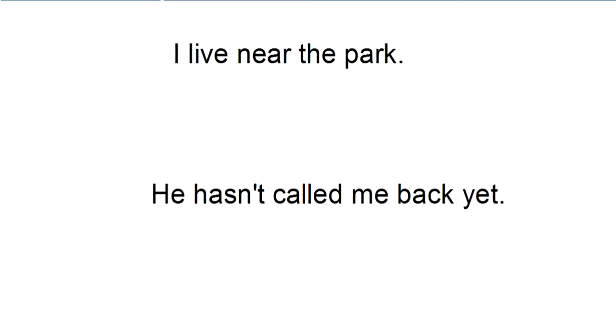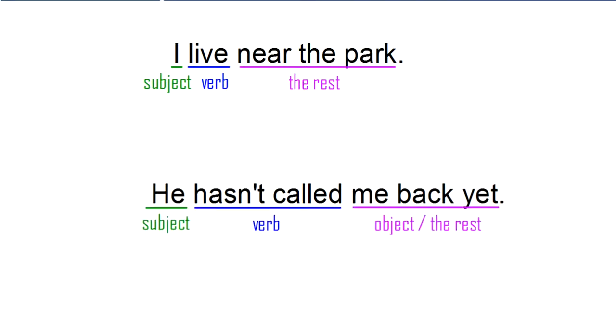Statements. These are the two statements we saw in the previous video. The first one, simple present and affirmative, and the second one, present perfect and negative. And you'll probably recall that the order of a statement is this, with the subject and verb first and the rest of the sentence after. The same thing in the second one. Subject, verb, and the rest. The rest might include an object, prepositional phrase, adverbs, etc.